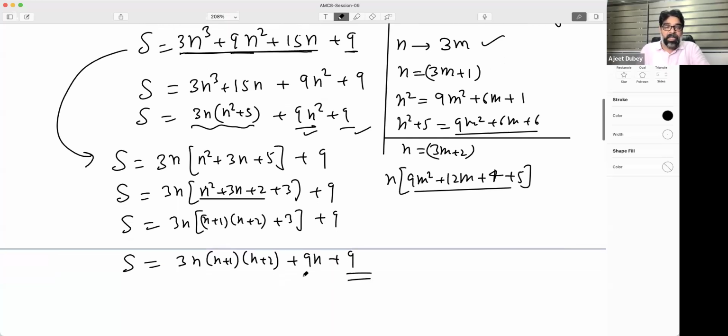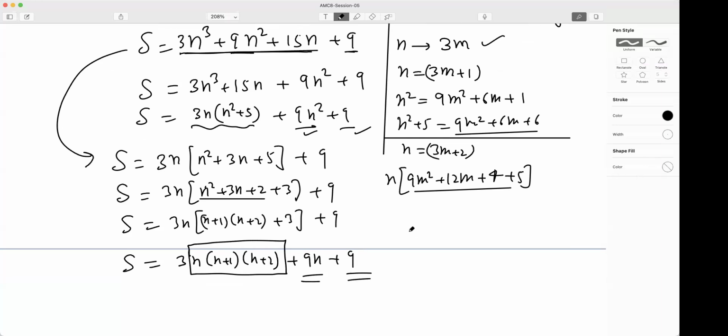Now this is always divisible by 9. This is also divisible by 9. And these are three consecutive integers. Surely one of them will be of the 3q format. So this will always be divisible by 6, or I can say 3. So 3 into 3, this will also be divisible by 9. So this way also we can do. Okay, sir.